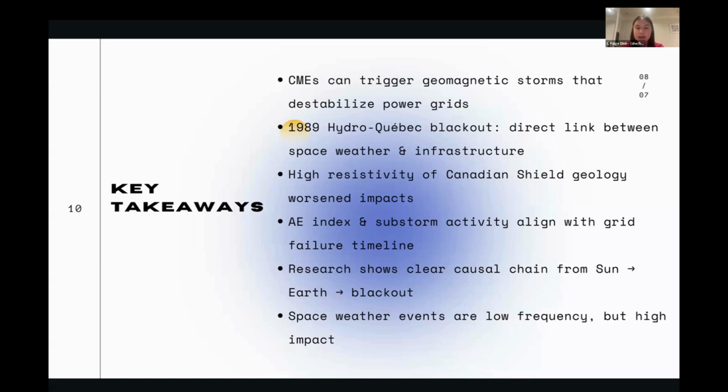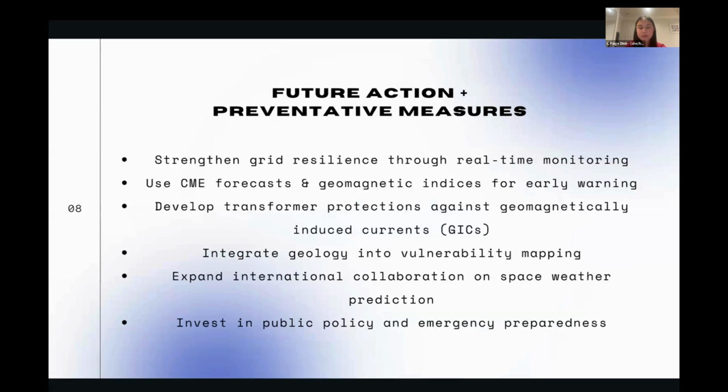And by aligning these geomagnetic indices with the blackout timeline, we see how these substorms put enormous stress on the grid. So while these events don't happen every day, the magnitude of their impact means they deserve serious attention. This case proves that natural space weather processes can threaten national infrastructure in a way similar to cyber attacks or natural disasters. So looking forward, the question really isn't if another major geomagnetic storm will hit Earth, but when. So this makes preventative measures critical.